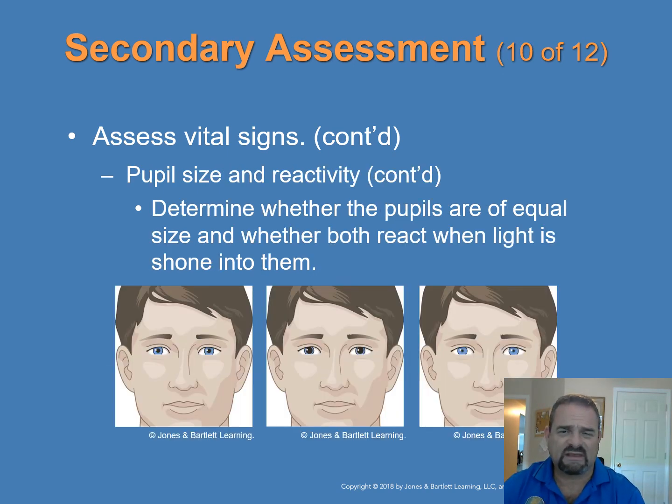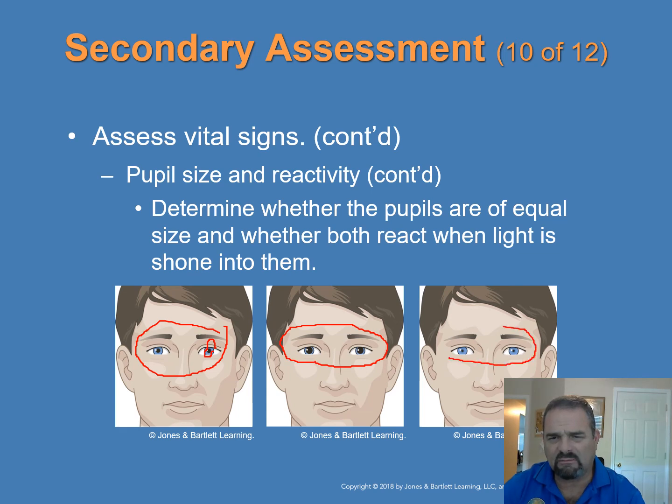Assessing the pupil size, as you can see here, there's a difference. Look, these here are equal. Both of the pupils, and what we're talking about is this little black circle, that's your pupil, both look equal. Over here, they are dilated. So this is considered dilated. Those pupils are really big. And then over here, they're pinpoint.